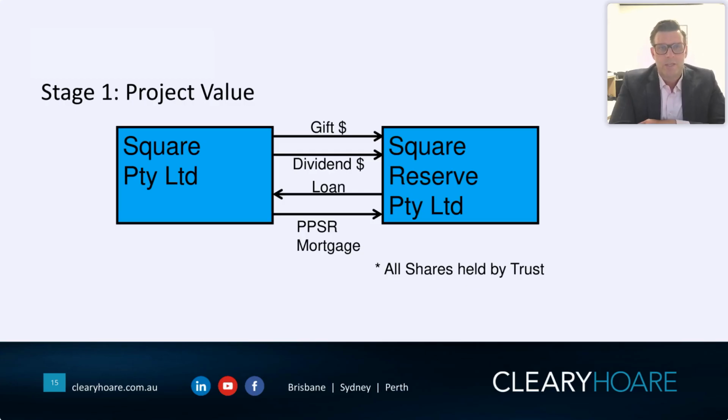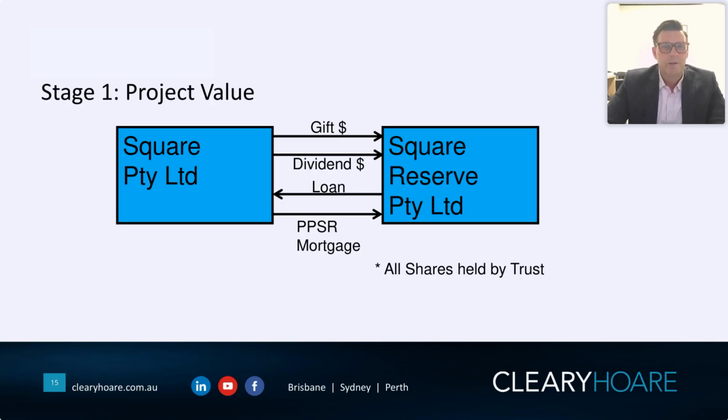Square Reserve receives that, then lends it back on that third top arrow, if I could put it that way, under a loan agreement, and takes a PPSR over the assets of the business and a mortgage over the property.